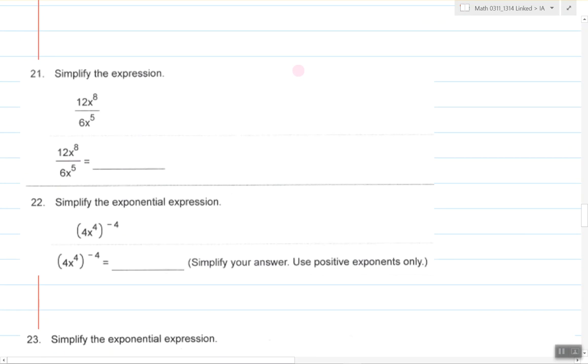Next, looks like a quotient. I'm going to divide the numerical coefficients. They're just plain numbers. So let's divide those. That will give me 2. Now I'm going to use the quotient rule with the exponents, x to the 8 minus 5, which is 2x to the 3rd.